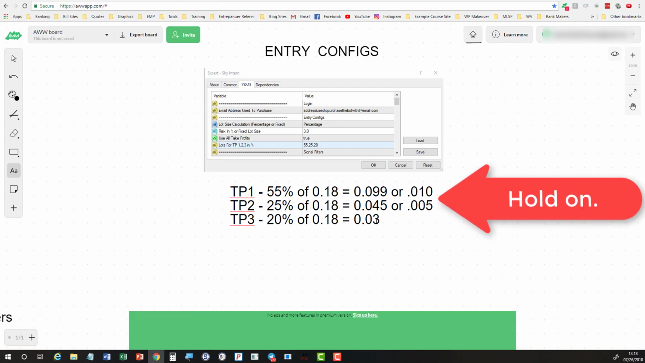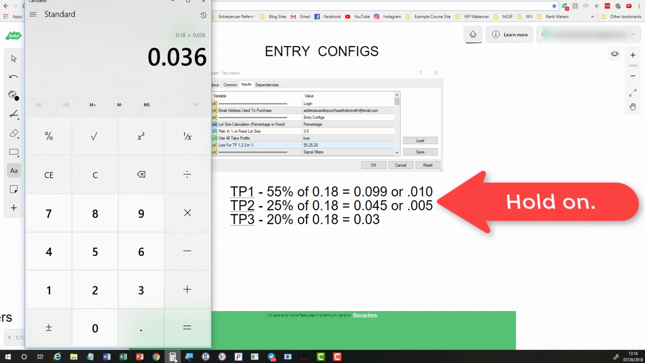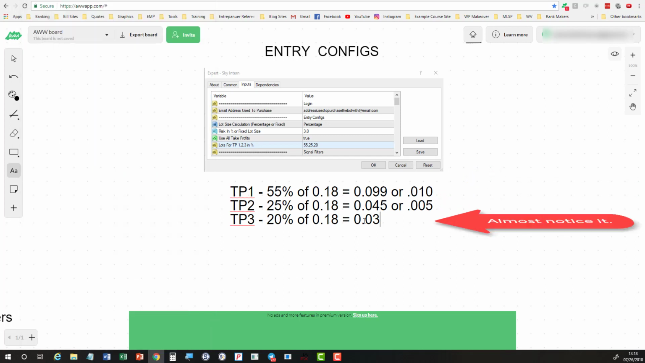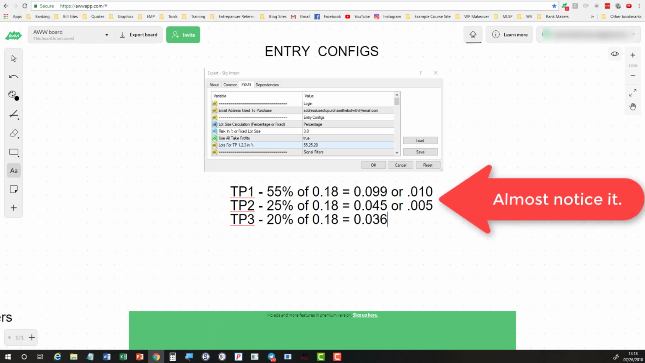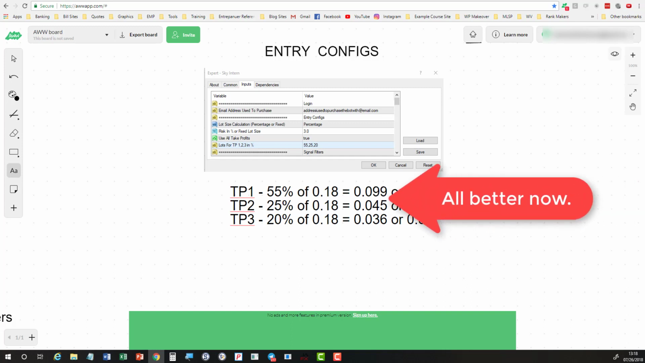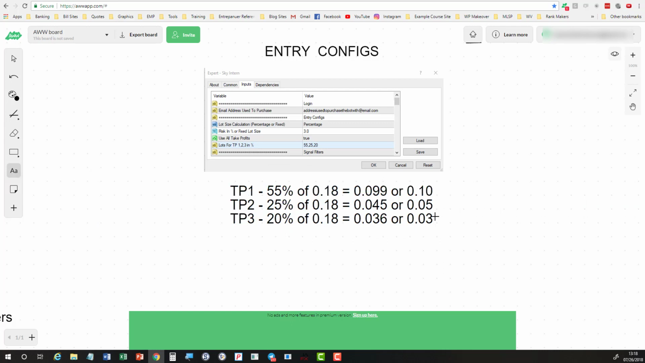So what might happen, let me look at this again, 0.036, or 0.03. Let's do it that way. I don't know why I did this. Sorry about that. All right, here we go. Now the numbers are right.